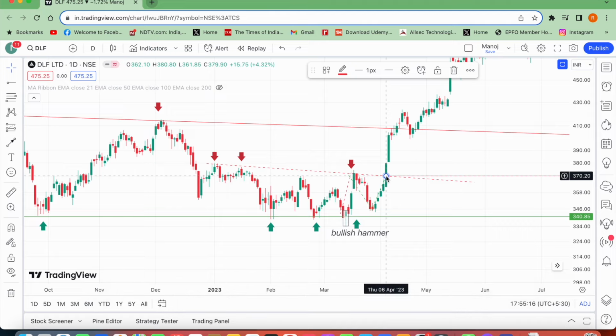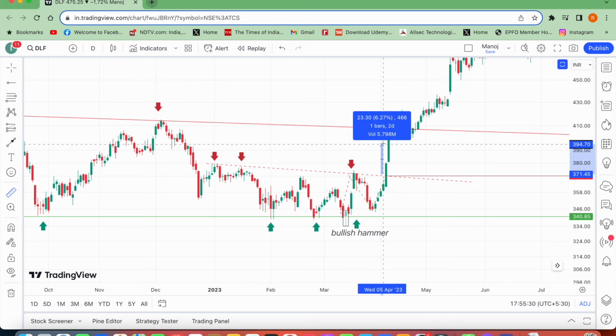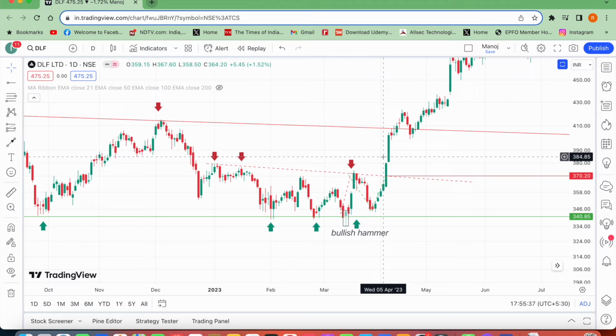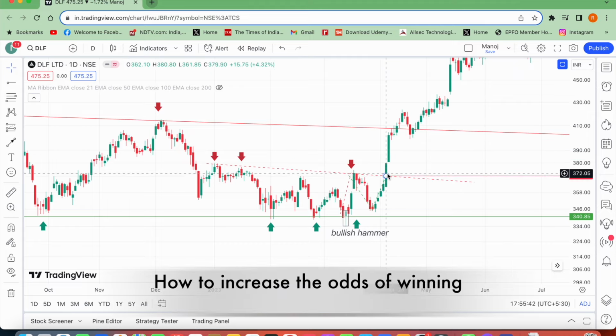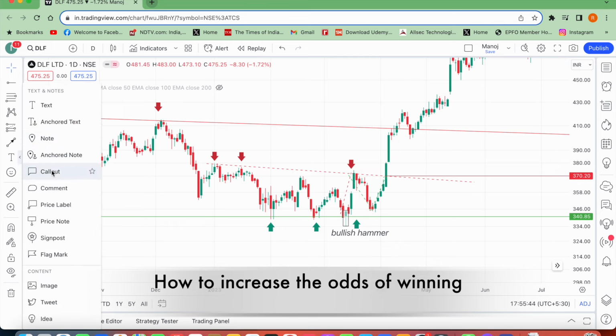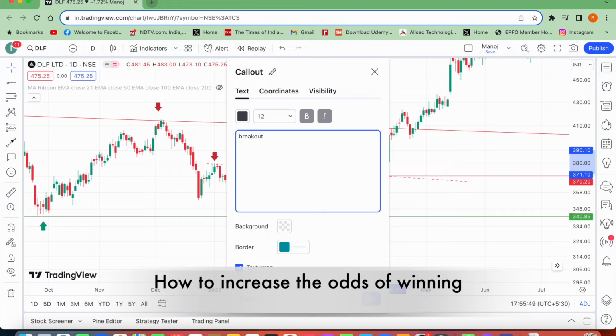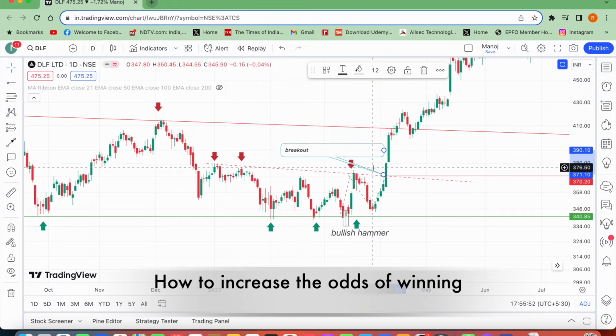Why take an entry over here? Once this particular resistance gets breached, there is absolutely no resistance, at least till the next trend line resistance of 410. I can easily make around 10% by simply observing the supply and demand, right? Now, what is the guarantee that this particular breakout that we have seen over here is a true breakout? It could so happen that it is a false breakout.